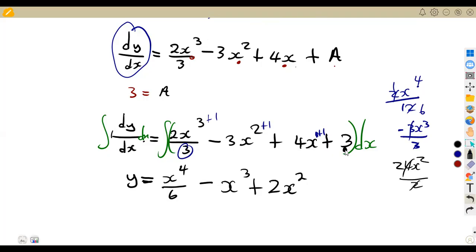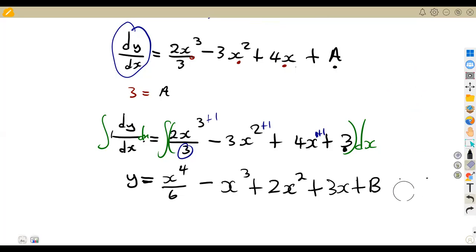The integral of a constant with respect to x, that was going to be x. We add the constant of integration. The first part was a. This time we are going to use b. All right, so this is where we are now having an equation that is representing y, an expression for y.